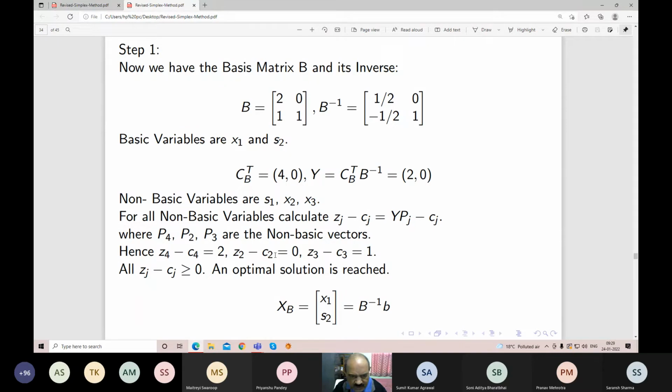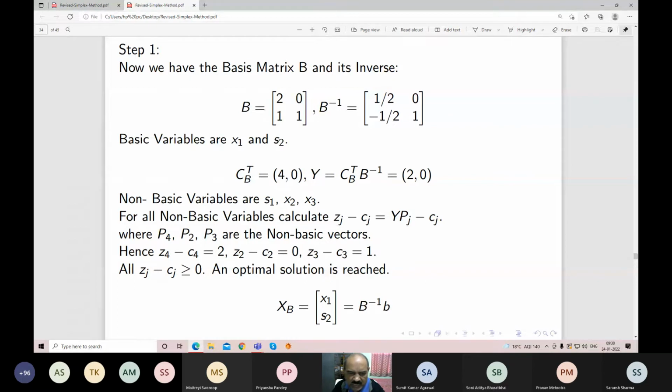Z2 minus C2 equal to 0. Z3 minus C3 equal to 1. Z4 minus C4 equal to 2. So we find that all the Zj minus Cj elements are non-negative for the non-basic variables. Now the conclusion is we have got the optimal solution. What is the optimal solution?